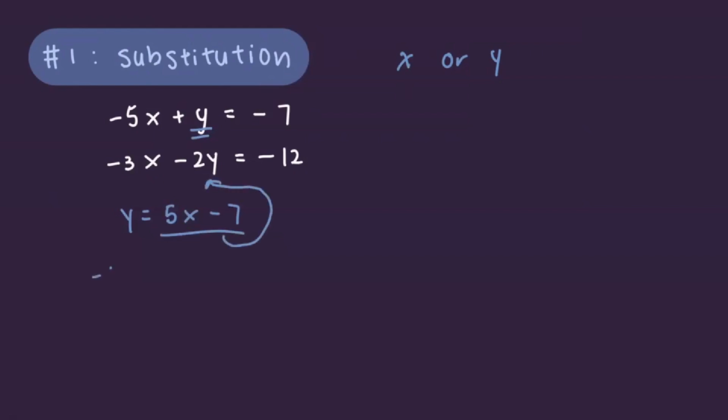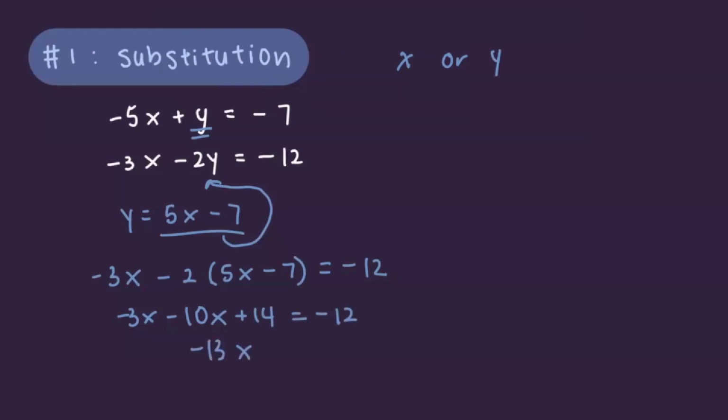So you will get negative 3x minus 2 times (5x minus 7) equals negative 12. Now we can multiply everything out and solve for x. So we have negative 3x minus 10x plus 14 equals negative 12. We'll have negative 13x on this side, and negative 26 on the other side, and we'll get x equals 2.